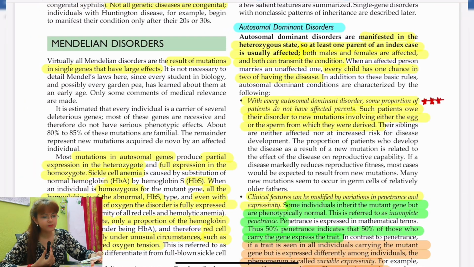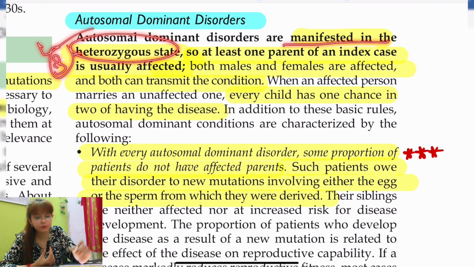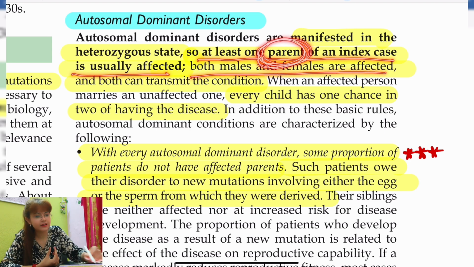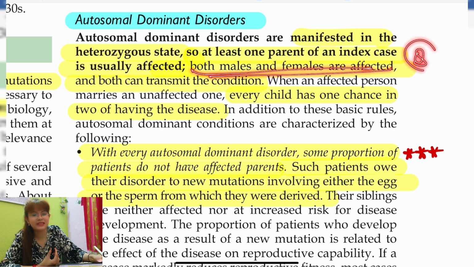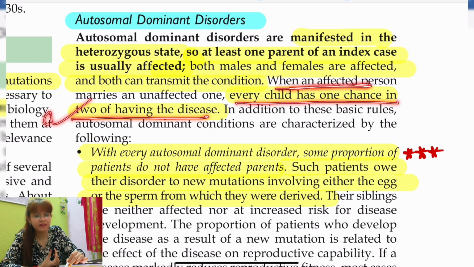So, the first is autosomal dominant disorders. Now, these are manifested in the heterozygous state. Very important point. All these points are important. So, at least one parent of an index case is usually affected. Usually, one parent is affected and then the children are getting affected. Okay. Both males and females are affected. Very important points. There is no sex predilection here, and both can transmit the disease. With an affected person, every child has one chance in two of having the disease.